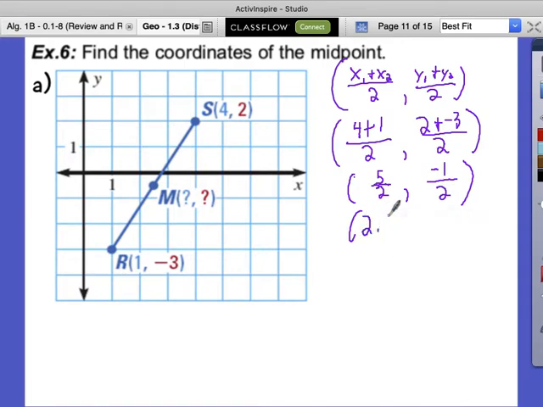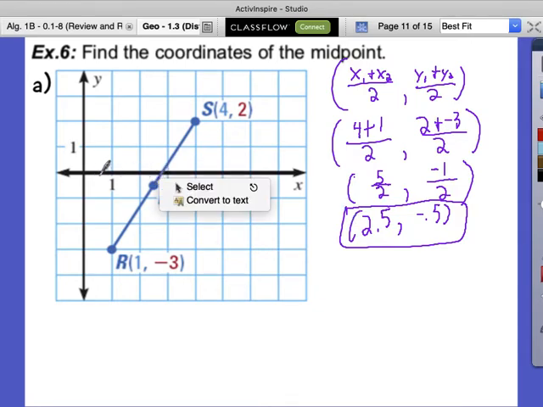2.5. 5 halves is 2.5. And what's negative 1 half as a decimal? Negative 0.5. So this is our midpoint: 2.5, comma, negative 0.5. And if we look over here, if this is 1, this is 2, would this be at negative 2.5 left to, or would this be at 2.5 to be positive for the x value?